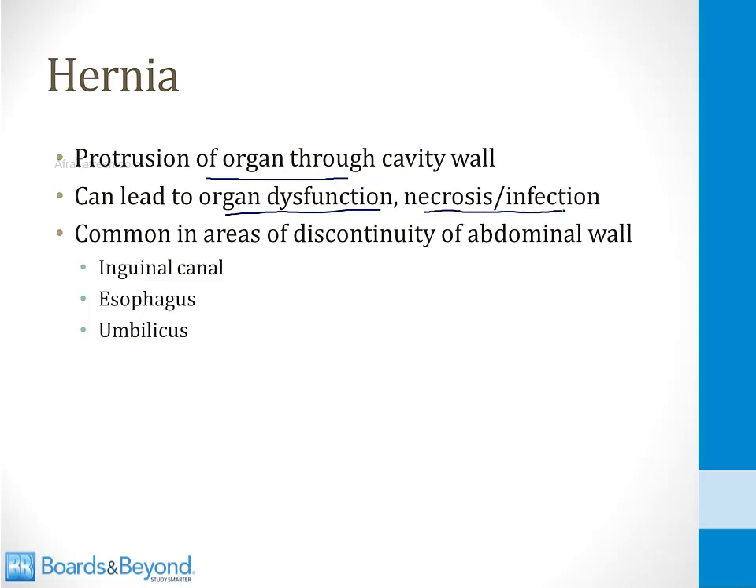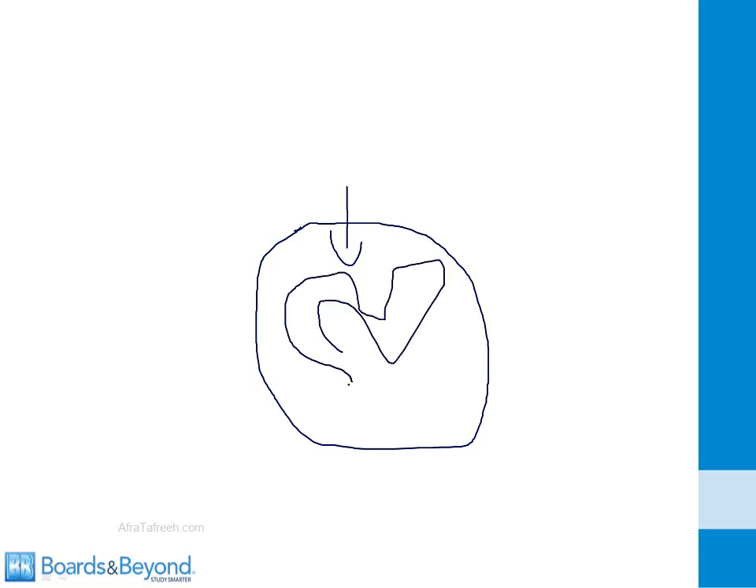And in the abdomen, hernias are common in areas of discontinuity of the abdominal wall. This includes the inguinal canal, the esophagus, and the umbilicus. The idea here is that your peritoneum is a closed space, and when you inhale, the diaphragm moves down and compresses the structures inside the abdomen. This includes loops of bowel, which are all throughout the abdomen. If there is a hole in the wall, a loop of bowel can be pushed out through that hole, and that's called a hernia.